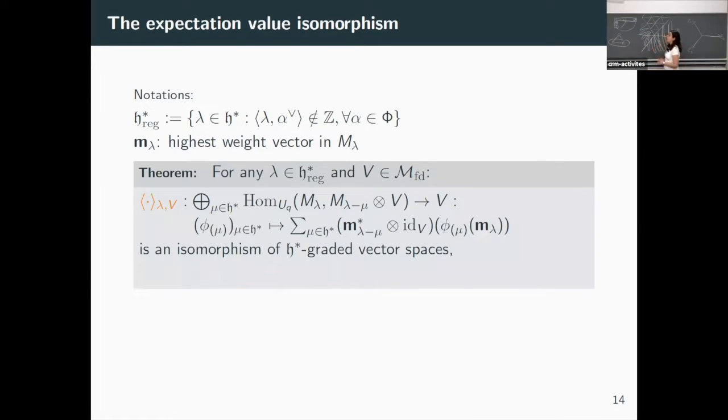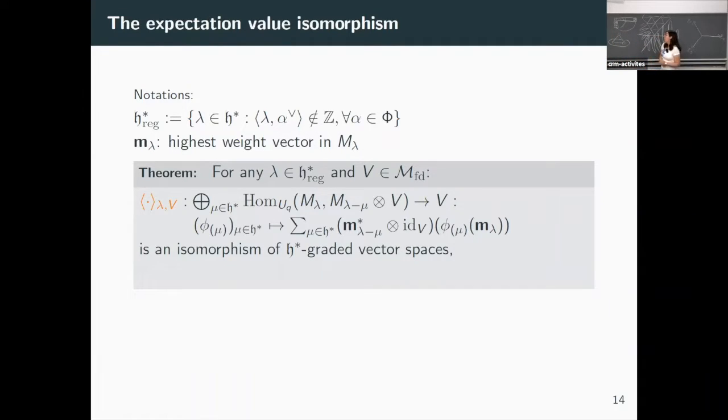So then there's this well-known theorem called the expectation value isomorphism theorem that tells us that if we have V, any finite-dimensional quantum group representation, and lambda is a generic weight, then one can write down an isomorphism mapping a tuple of U_q(g) intertwiners between, on the one hand, a Verma module, and on the other hand, another Verma module tensored with our finite-dimensional module V. It maps onto the space V itself precisely by taking highest weight components. So you insert your highest weight vector here, and then you get something in m lambda minus mu tensor V. So you take a dual vector of the corresponding highest weight vector there.